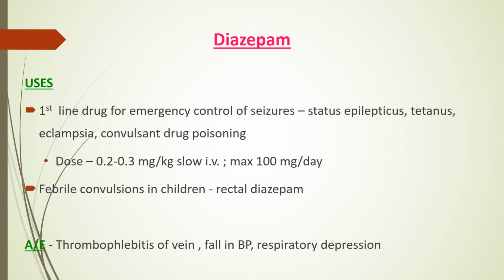And now it's Diazepam, which is a prototype drug among the benzodiazepines. It is the first line drug for emergency control of seizure as well as seizure-like manifestations, which include status epilepticus, tetanus, eclampsia, and any drug poisoning which manifests as convulsions. And we can use rectal Diazepam for emergency control of febrile seizures in children. It produces thrombophlebitis of the vein or fall in BP on IV administration, and very rarely it produces respiratory depression.